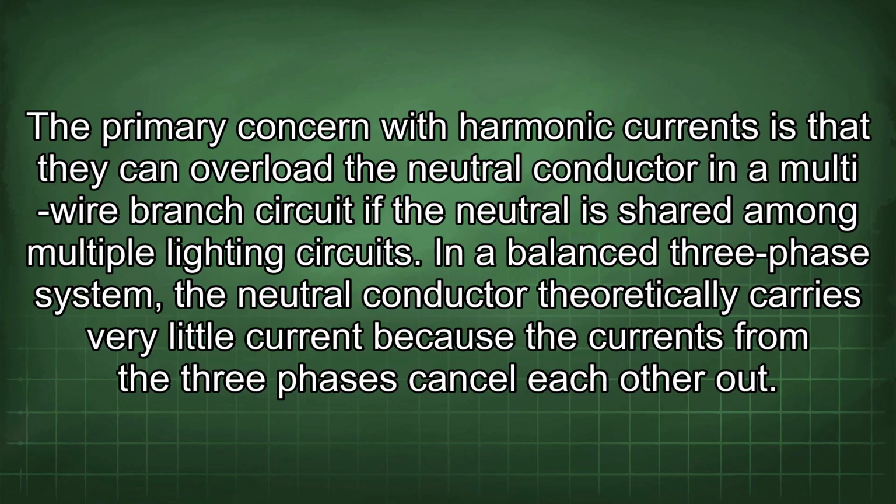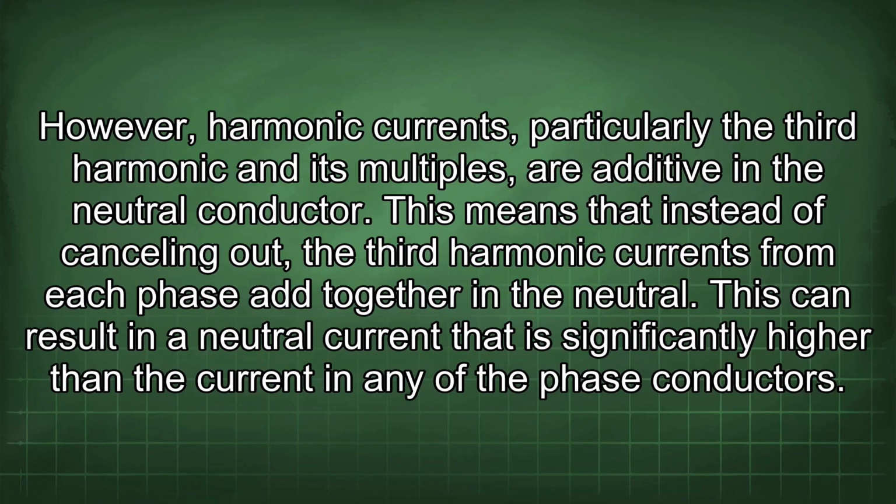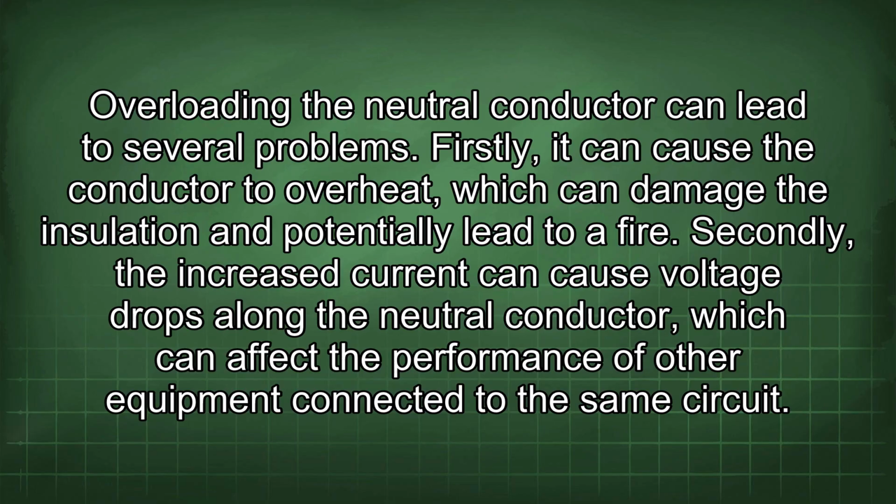In a balanced three-phase system, the neutral conductor theoretically carries very little current because the currents from the three phases cancel each other out. However, harmonic currents, particularly the third harmonic and its multiples, are additive in the neutral conductor. This means that instead of cancelling out, the third harmonic currents from each phase add together in the neutral. This can result in a neutral current that is significantly higher than the current in any of the phase conductors. Overloading the neutral conductor can lead to several problems.